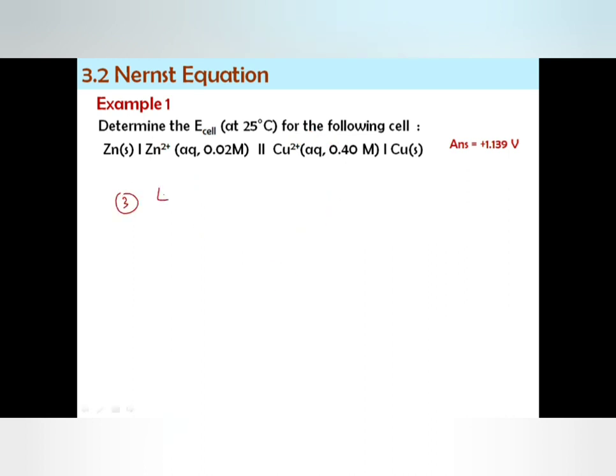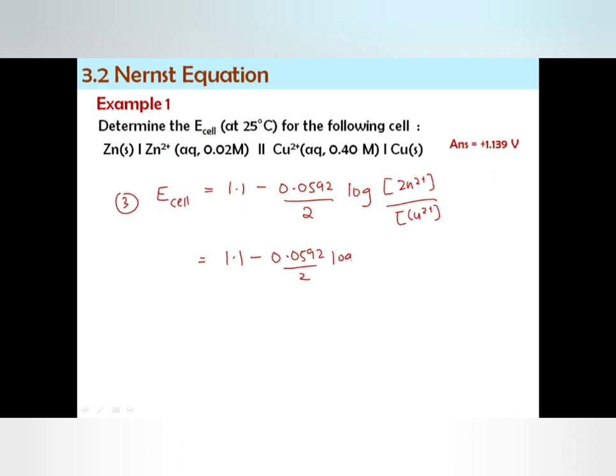So, we want to find the E cell. Berapa? Okay, E naught cell tadi kita dah kira 1.1 tolak 0.0592 bahagi N, 2. Okay, log Q. Q terus masukkan. Apa Q expression yang kita dah tentukan tadi? Concentration of zinc 2 plus divide with concentration of Cu2 plus. Okay. Substitute the concentration into the formula.